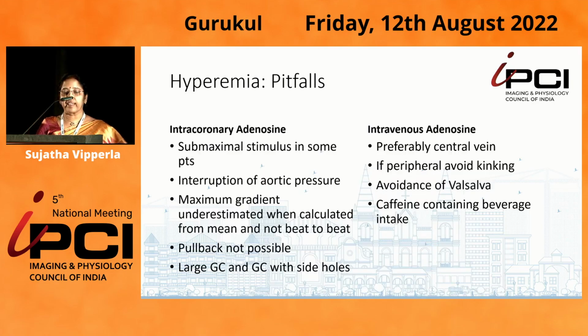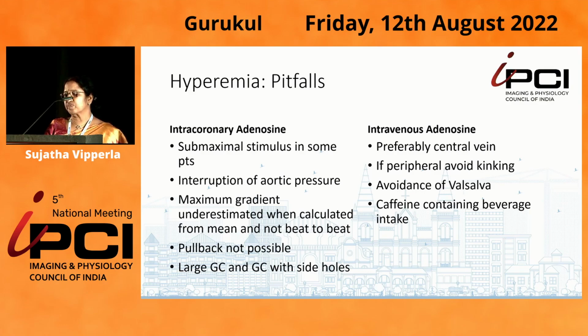The most important thing when we do an FFR is we do hyperemia. What are the pitfalls? Intracoronary adenosine, submaximal stimulus in about 10 to 15% of the patients, and you're interrupting the aortic pressure to administer the drug, and you have to calculate the gradient not from the mean but from beat to beat. And because the intracoronary adenosine effect wanes off so fast, you have to time your measurement. And supposing you have a large guide catheter or side holes, the drug is not administered into the coronary.